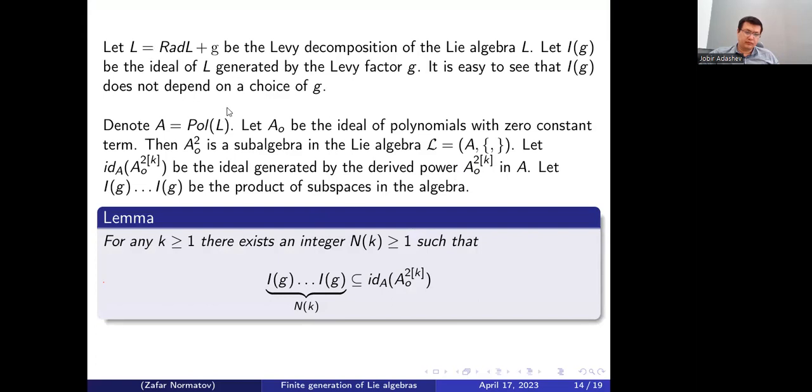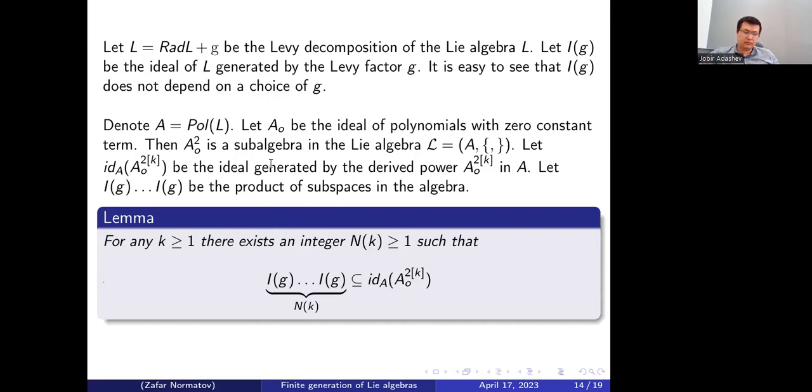So they take the Levi decomposition of the Lie algebra L, and they use the Levi factor and the ideal of L generated by the Levi factor. To be honest, I don't understand what the Levi factor is, and I am just looking at the results of the lemmas.